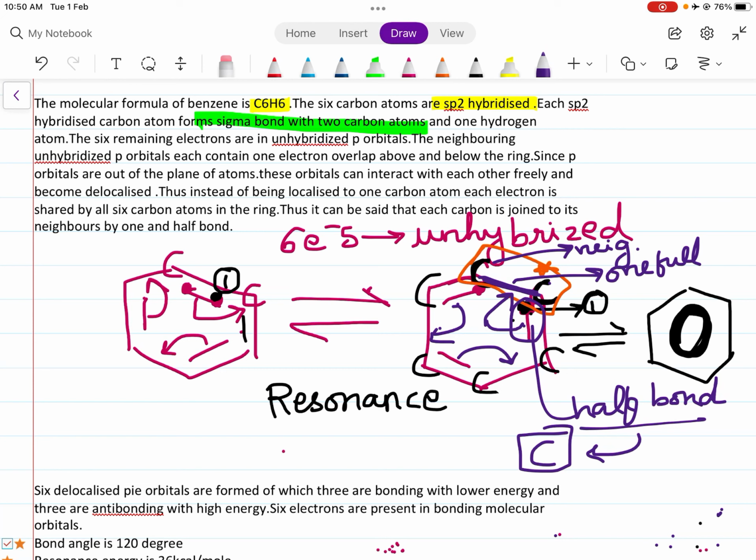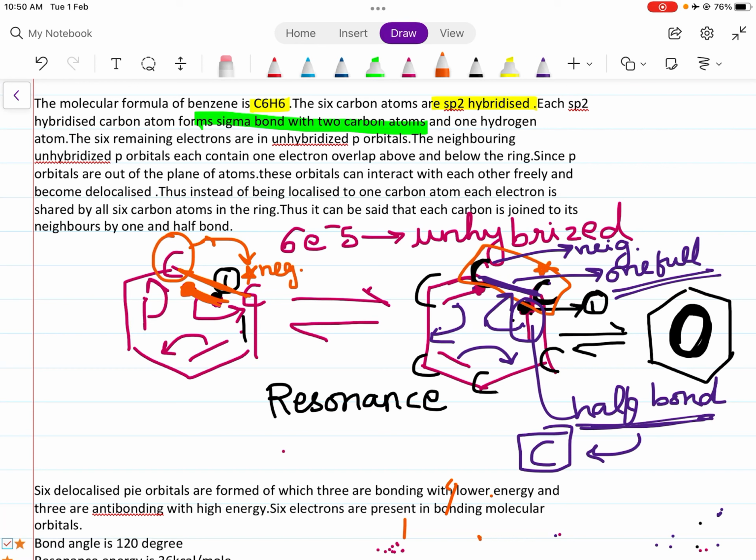Because this electron will go with this carbon atom also at some point of time, since it is delocalized, we say that the bond is shared by one full bond and half a bond. Again, see, this is the neighbor. If this is the neighbor, again the same thing: one full bond and one half bond.